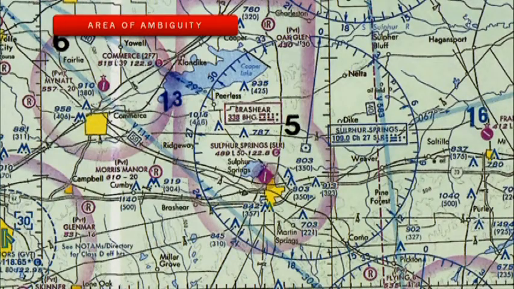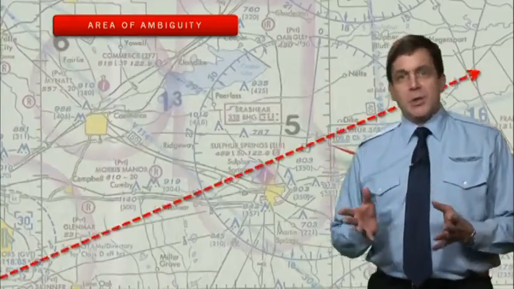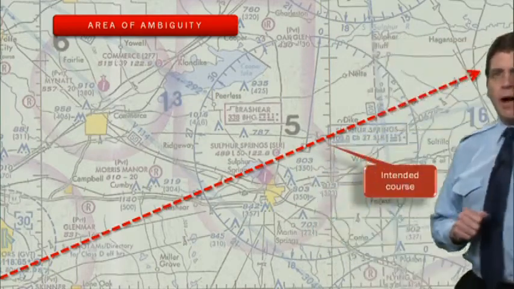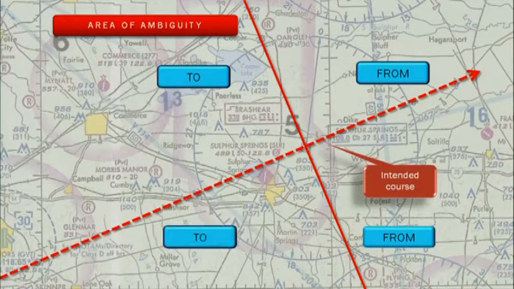Lastly, let's cover the area of ambiguity. Now, here is our intended course. The area of ambiguity is represented by the bisection shown here. Note that on the area to the left of the VOR, a TO indication will be presented. That's assuming you're flying to the VOR on the 060 degree radial. Therefore, all this area represents TO the 060 degree radial.